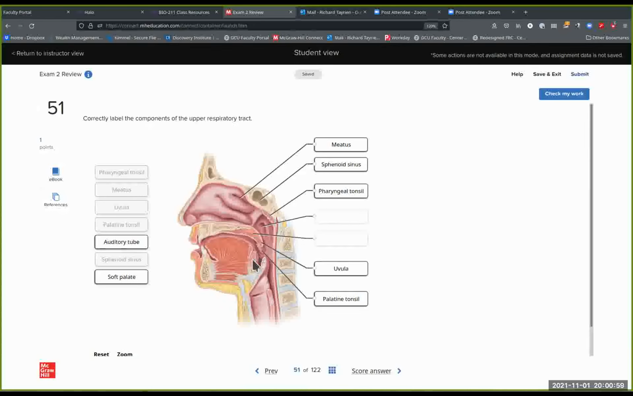And then this is showing a lingual tonsil down here behind the tongue. They don't ask you to label that. And then this space over here is the auditory tube, right? And then soft palate, of course, in the back of the throat. Okay.